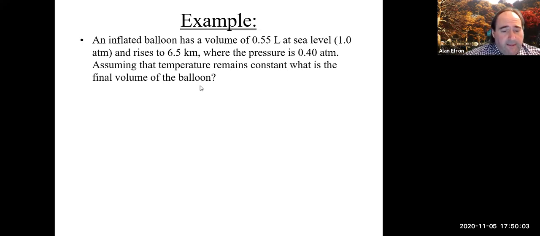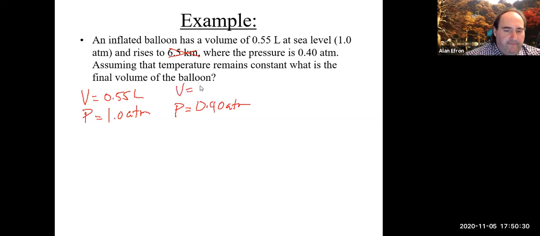Okay, let's take the same approach here. So we've got a volume that is 0.55 liters at sea level at one atmosphere. Again, one atmosphere would be a pressure here. It goes to 6.5 kilometers, which is useless information; we really don't need that. The pressure then goes to 0.4 atmospheres, and we are looking for a volume here.